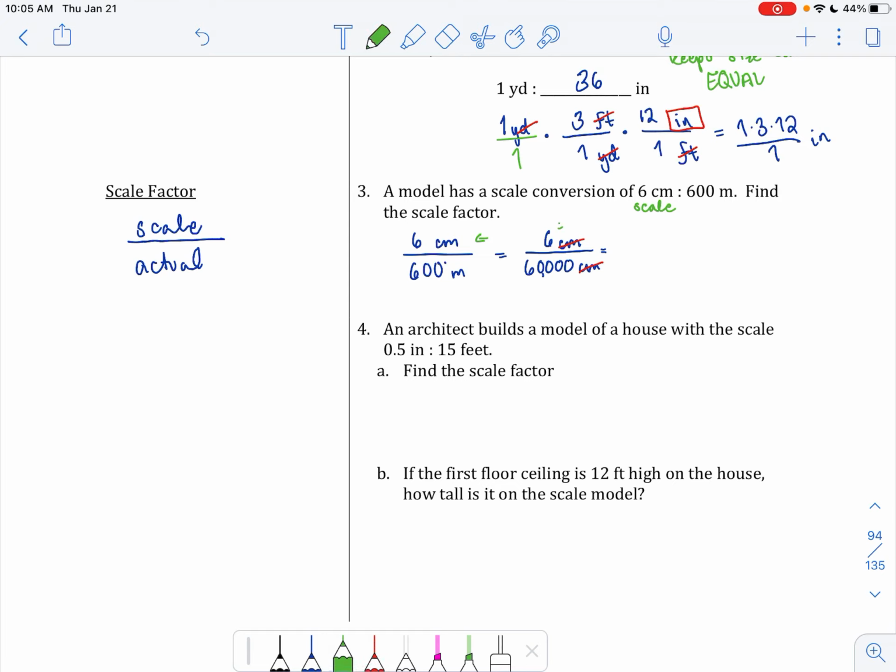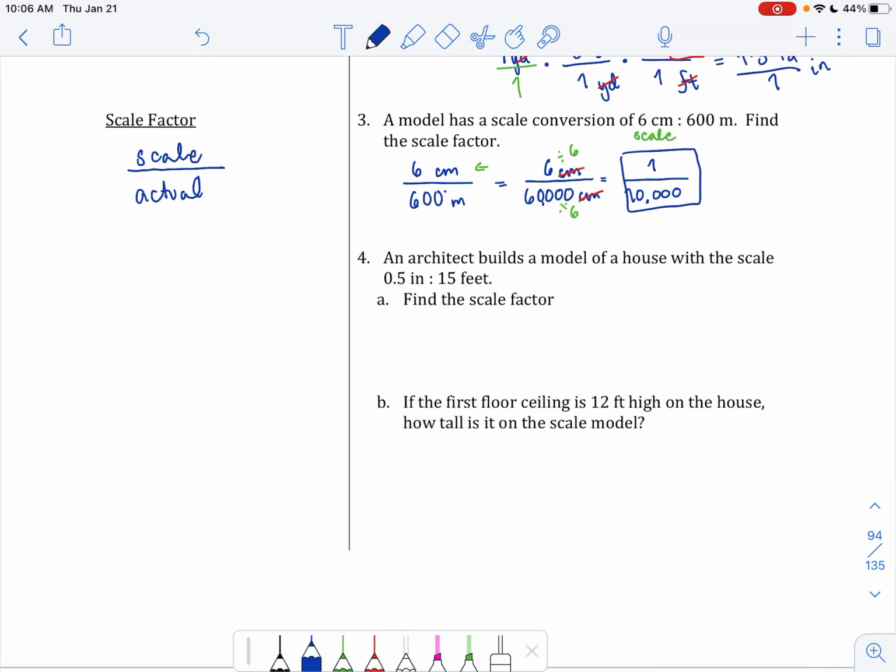We're simplifying our fraction. We can also simplify our fraction, divide by 6 on both sides. And so you end up with 10,000 in the denominator and 1. So the scale factor would be 1/10,000th.